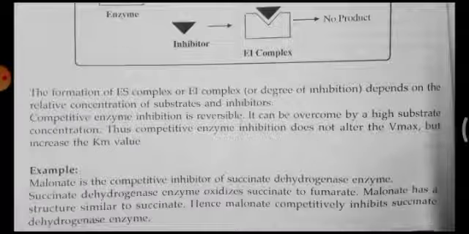If you go through the specific examples, malonate is the competitive inhibitor of succinate dehydrogenase enzyme. If you see the enzyme in this slide, in the example, second paragraph, succinate dehydrogenase enzyme, that is the enzyme diagram in the box, and it oxidizes succinate to fumarate. That means the substrate is succinate, and above, you see the enzyme, substrate and the product obtained. The product is fumarate.